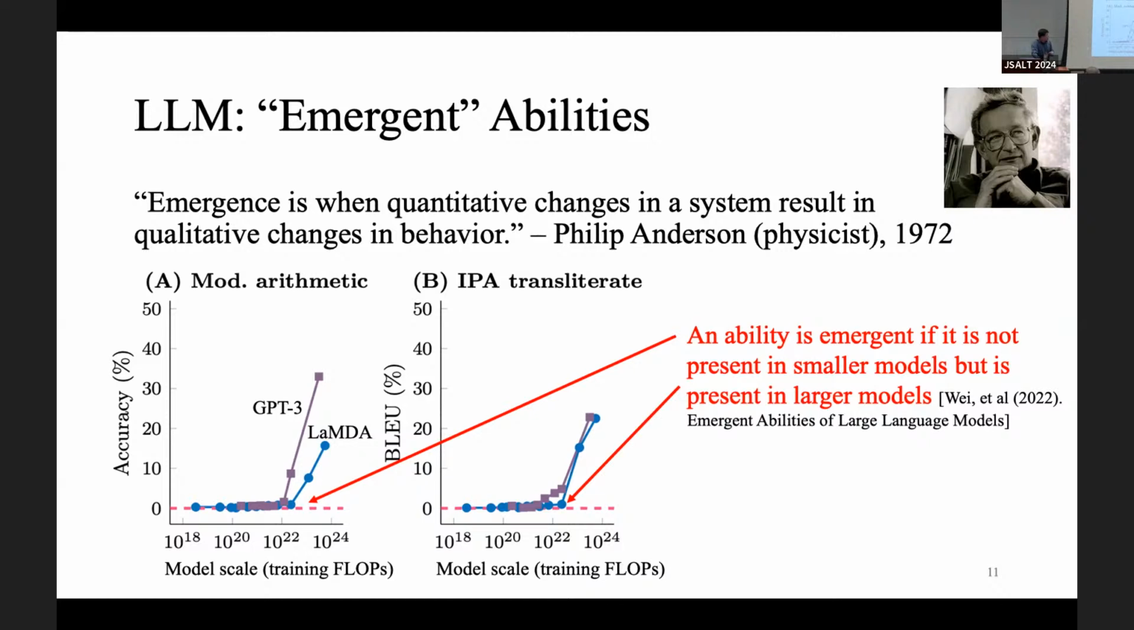And so another way to phrase it, this paper says, an ability is emergent if it's not present in smaller models, but it's present in larger models. So in a sense, they're defining large language models by size, right? But I think more so than size, it should be defined in terms of this emergent behavior. Okay. Any questions, comments? Yeah, go ahead.